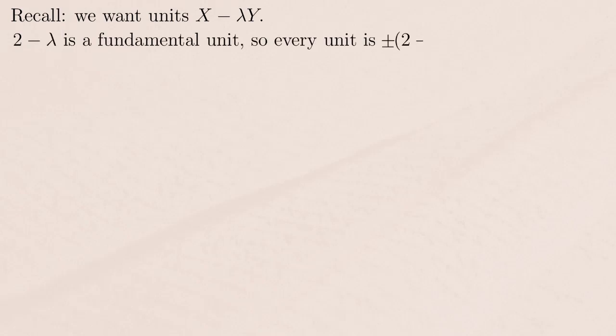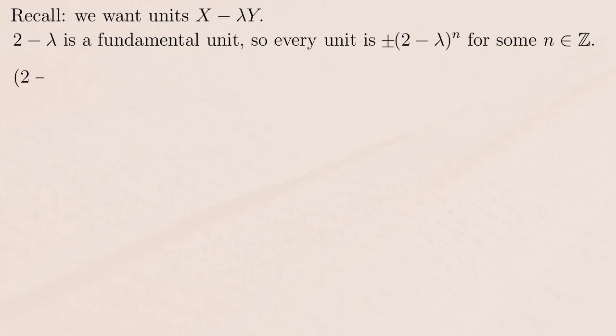So, back to our problem. We want units of the form x minus lambda y. Well, 2 minus lambda is a fundamental unit, so every unit is plus or minus 2 minus lambda to the n for some integer n. And in fact, we only want units of norm plus 1, and those are the ones of the form plus 2 minus lambda to the n, where all of the negative units have negative norm. So we're just going to focus on the positive ones.